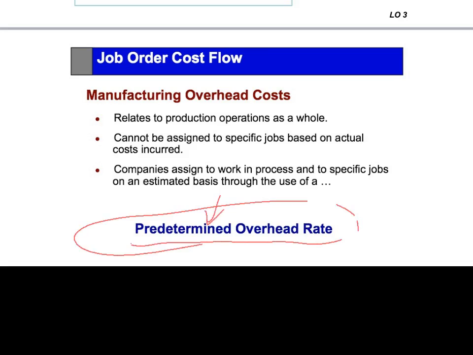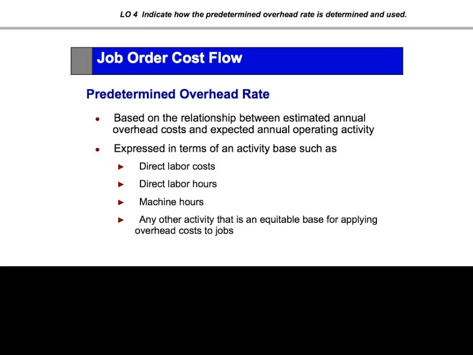So we have to estimate the overhead for the whole year and divide it through by the production that we expect to produce for the whole year and come up with the rate per hour, or rate per labor hour, rate per machine hour, rate per material, what have you. That's the problem in cost accounting. It's a predetermined overhead rate because it's an estimate.